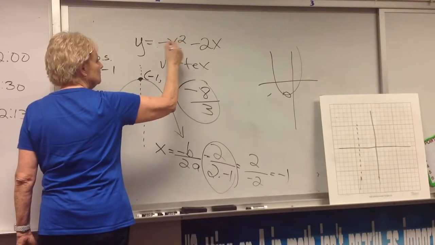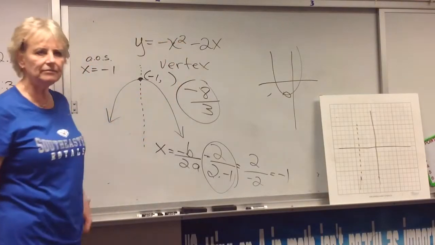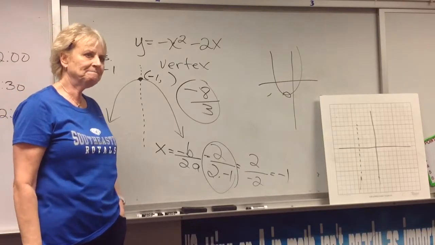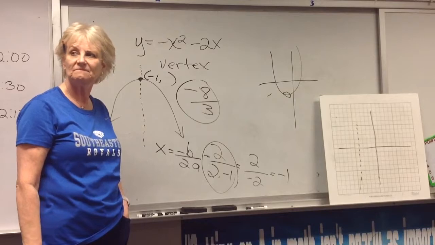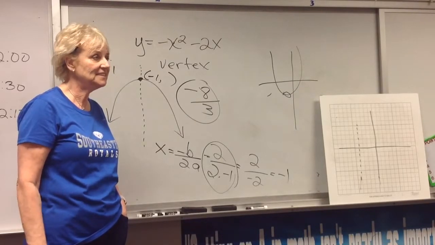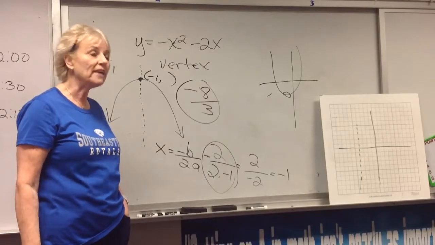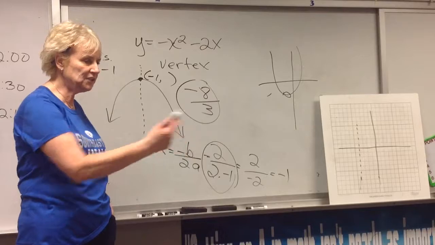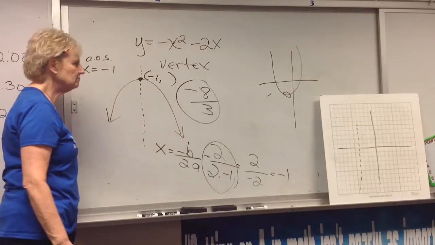Anybody else? I got 3. That's why we have so many F's on this test. They don't know how to use a calculator. I got 3. The answer is 1. What are you punching in? Say it as you do it.